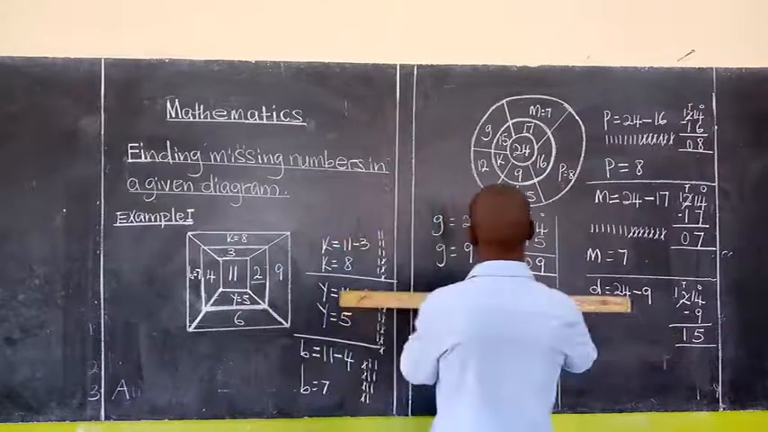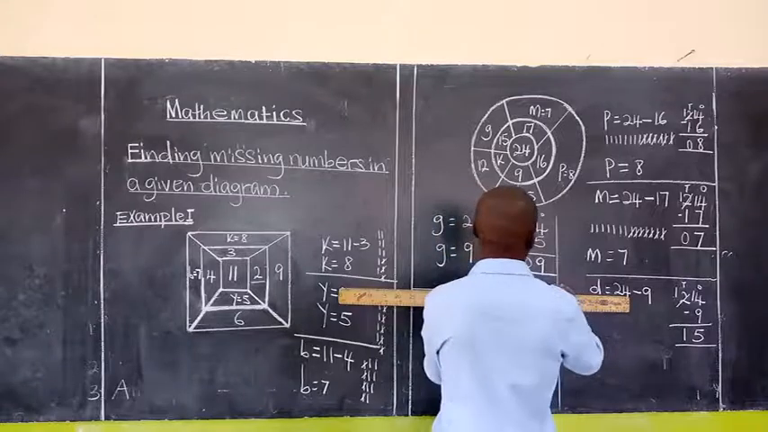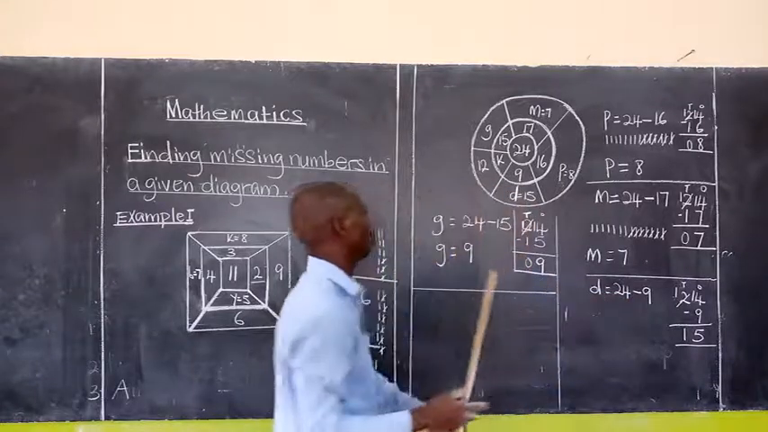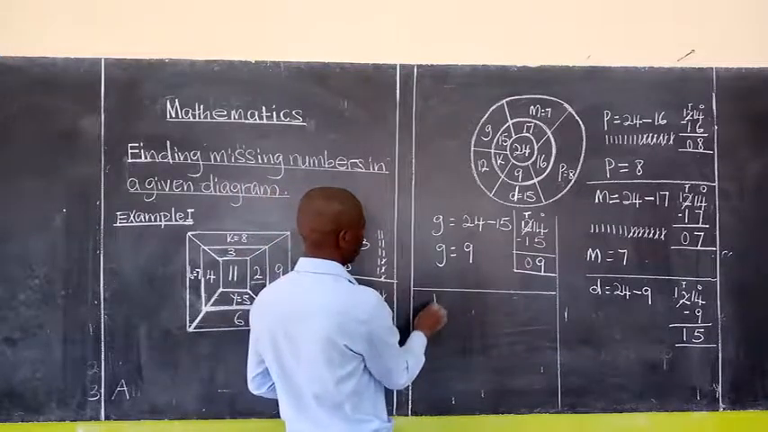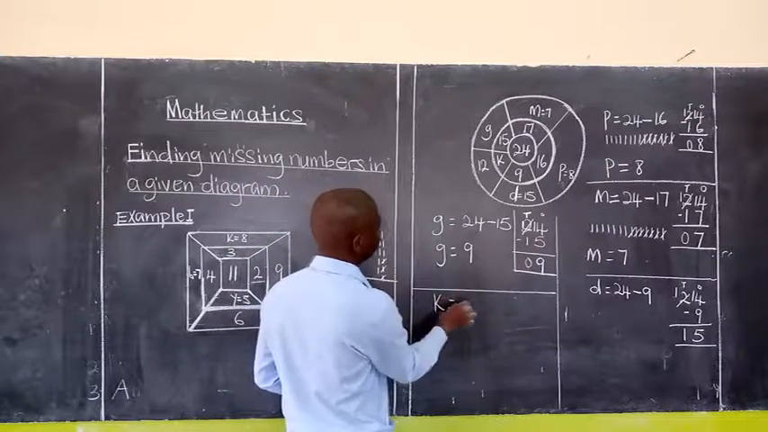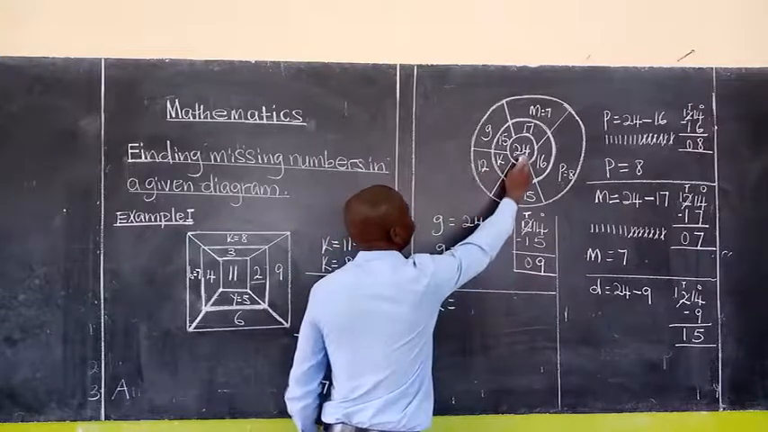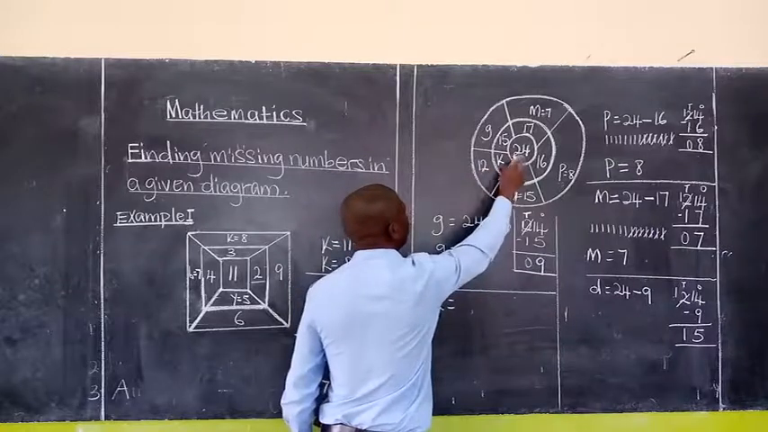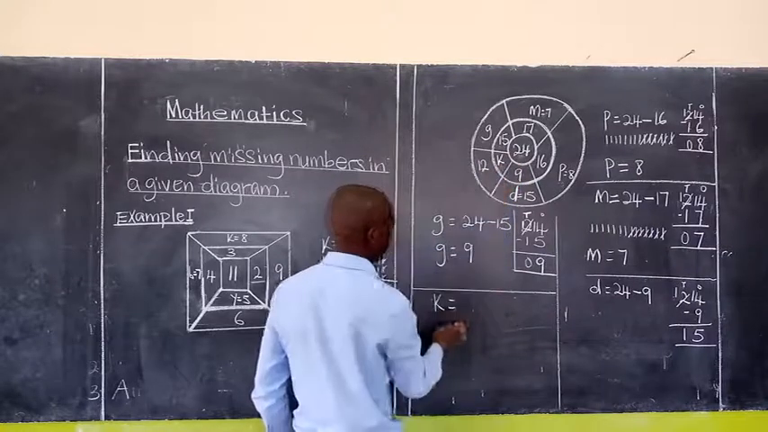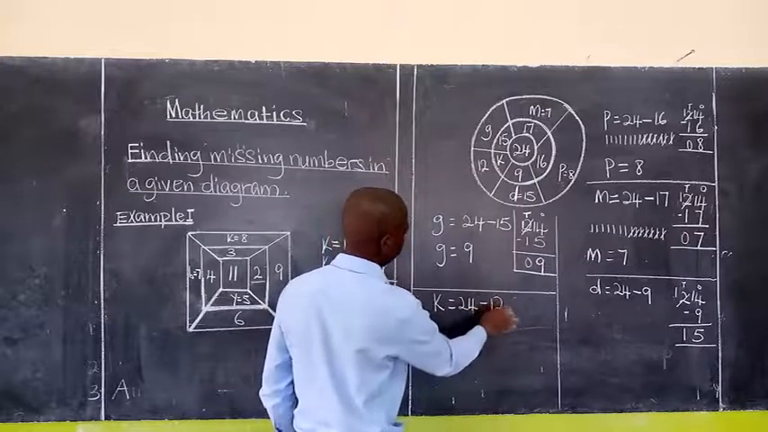Let's look at K. Lastly, we are looking at K. How do we get the value of K? K equals, what do you add to 12 to get 24? That's the value of K. So it's 24, take away 12.